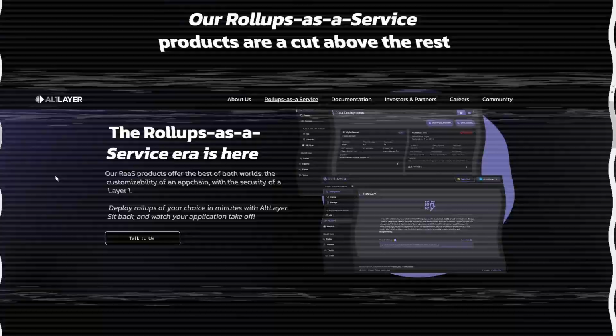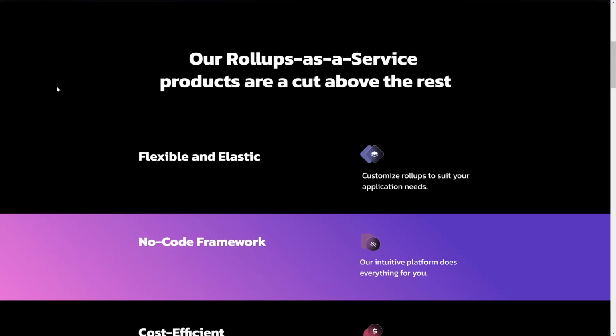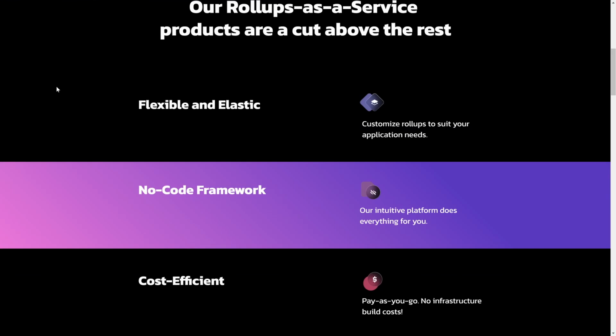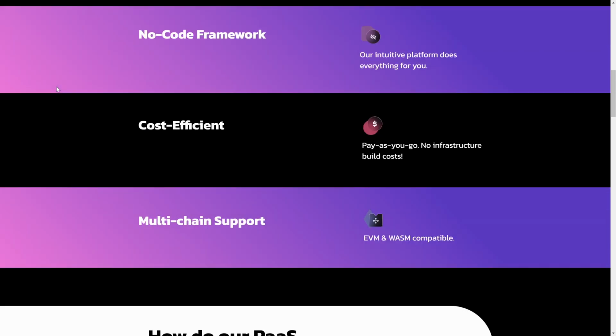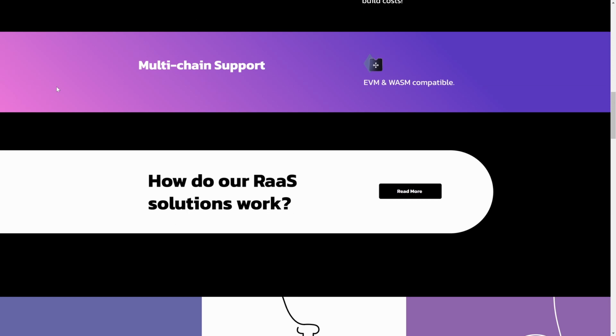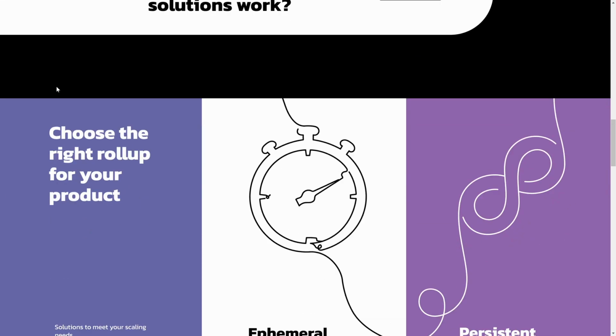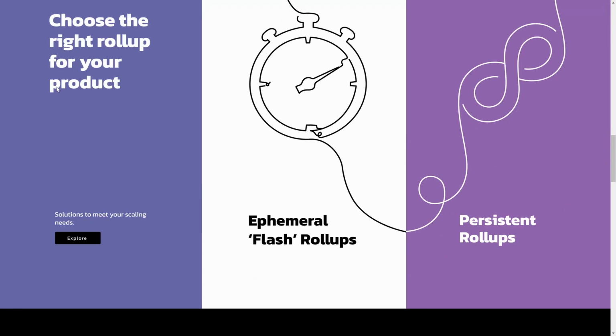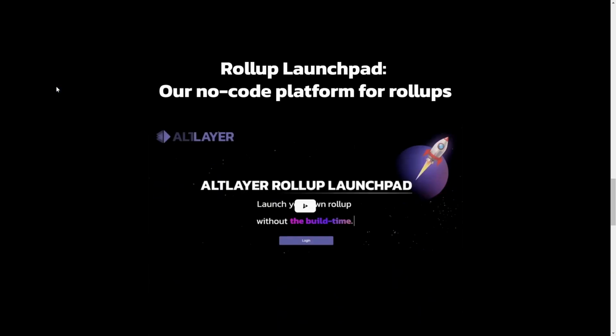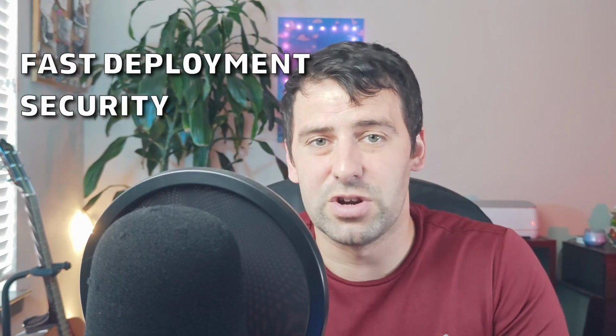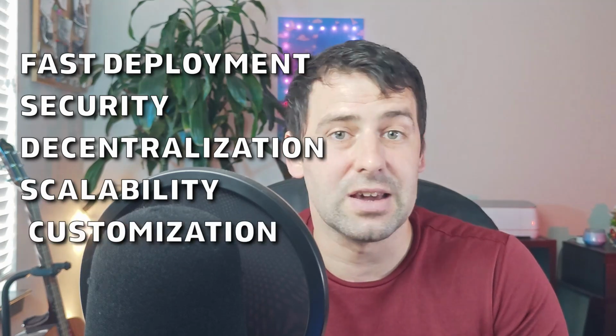If you're a developer and you want to manage your rollups by yourself, they provide you with an SDK that you can use. But if you have no coding experience whatsoever, you can still use a no-code dashboard to spin up a customized execution layer, and you can do it in just a couple of minutes with a few simple clicks. So AltLayer offers a lot of advantages such as fast deployment, security, decentralization, scalability, and customization.